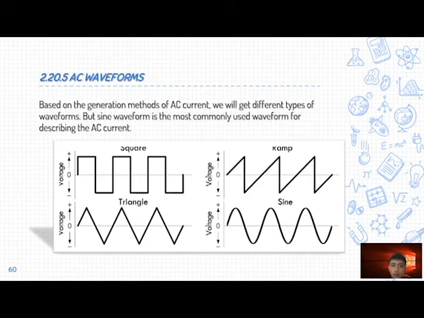Based on the generation method of AC current, we get different types of waveforms: square, triangle, round, but commonly the sine waveform is the most used.